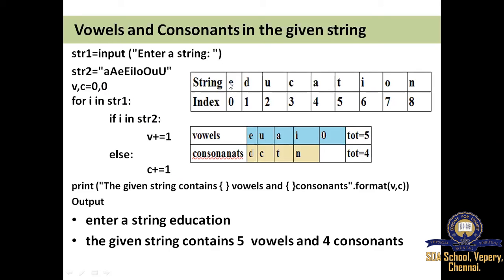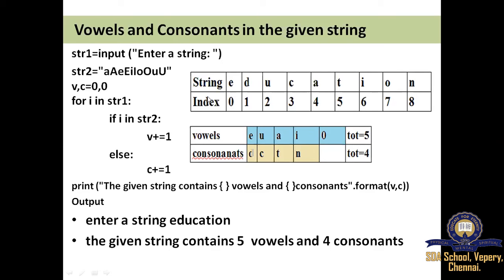So what are the vowels in the given string? E, U, A, I, O. Clear? So the total number of vowels in the given string is 5. What are the consonants? Apart from these vowels, we have D, C, T, N. These are consonants. So the total number of vowels will be 5 and the total number of consonants will be 4. Education is one of the words we can state very clearly which contains all the vowels.